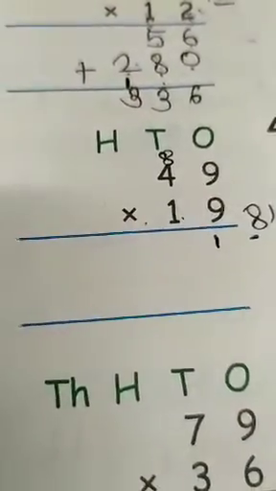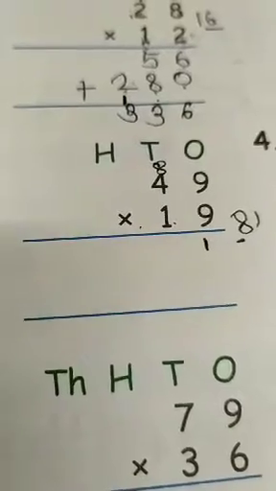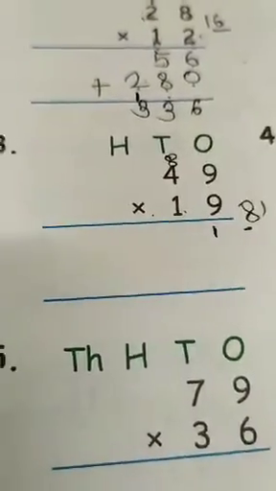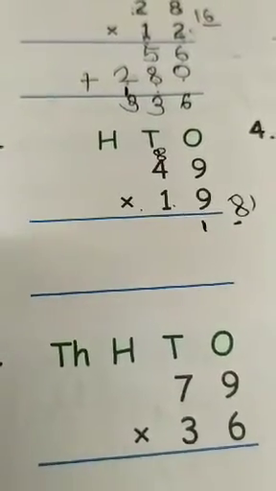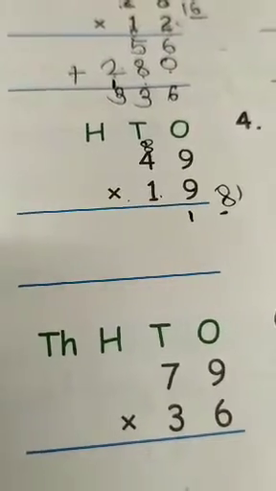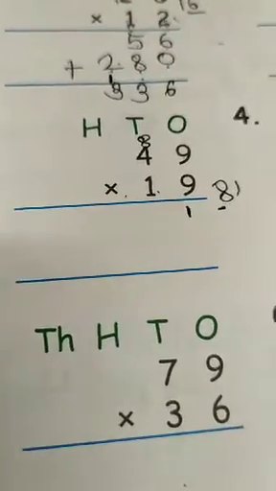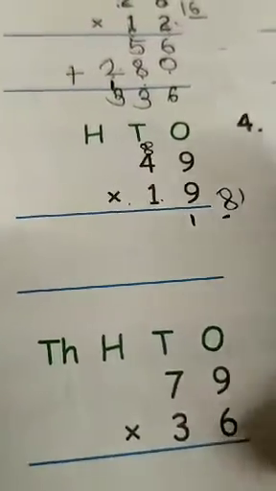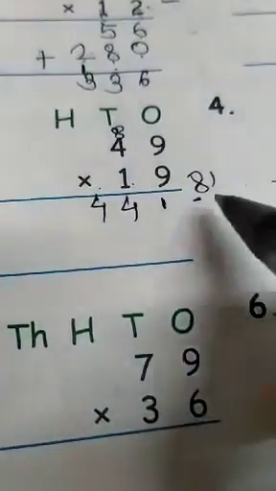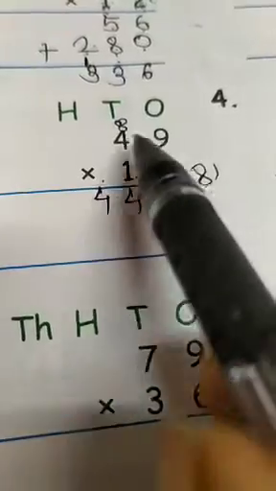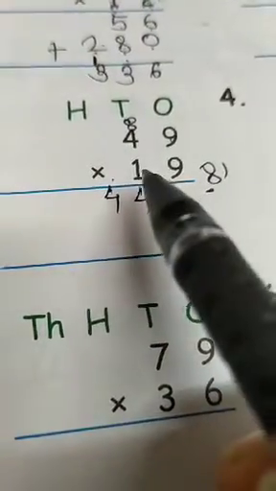Now see what is there? 9 4s are 36 and 36 plus carry 8. So after 36 count 8: 37, 38, 39, 40, 41, 42, 43 and 44. Okay, so write here 44. Now downside of 1 give 0. With this 9 multiply 9 and 4. Now what is remaining? 1.